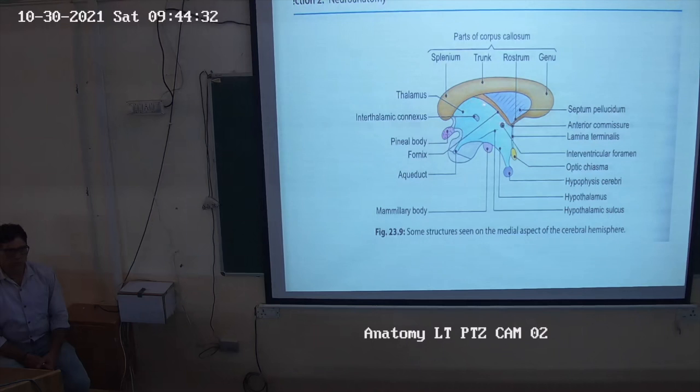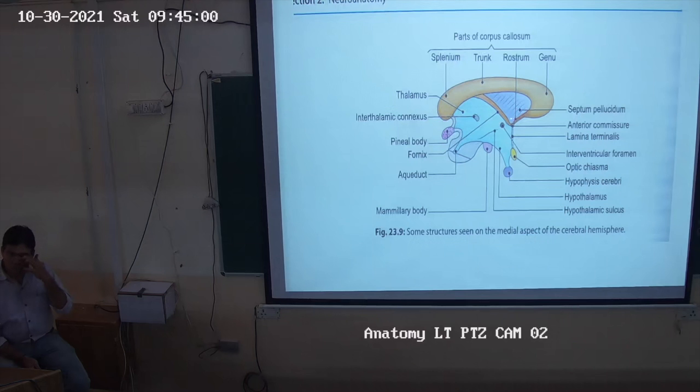This is the fornix. Fornix is the extension from the hypothalamus to the cerebrum. The fibers from the part of the hippocampus are reaching to the cerebrum. This we will teach you again in the limbic system. So this is the fornix, and see here, downward from this is the genu part of the corpus callosum.